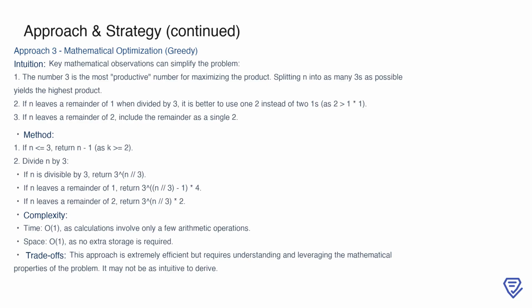The method is simple. If n is less than or equal to 3, we return n - 1 to ensure there are at least two parts. For larger values, we divide n by 3.